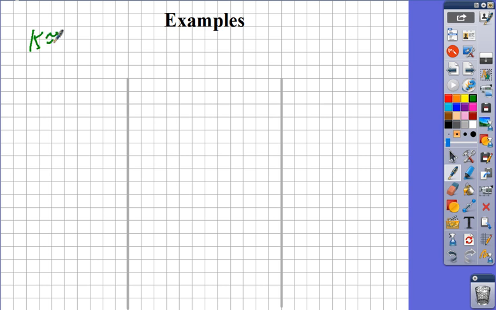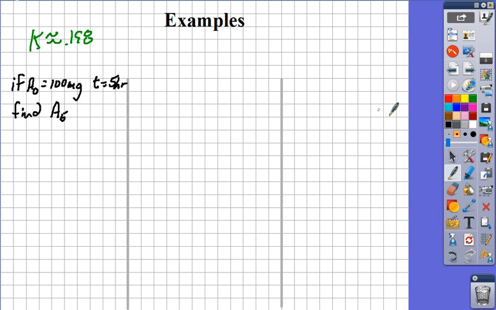K is approximately 0.198. And what we're going to do now is, if the starting amount is 100 milligrams, that's like an espresso, I understand, and T is 5 hours, we want to know how much is left after 5 hours. So find A sub 5.